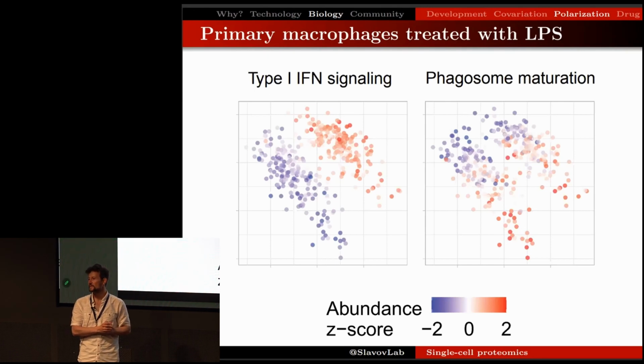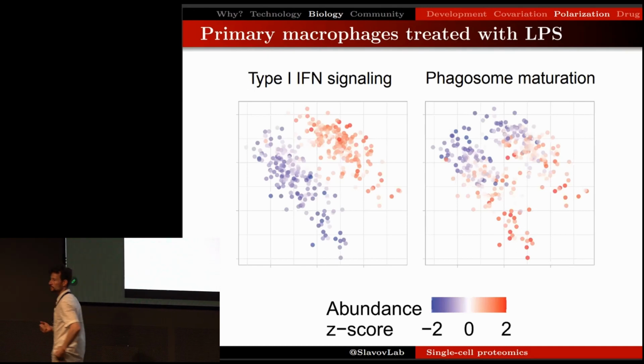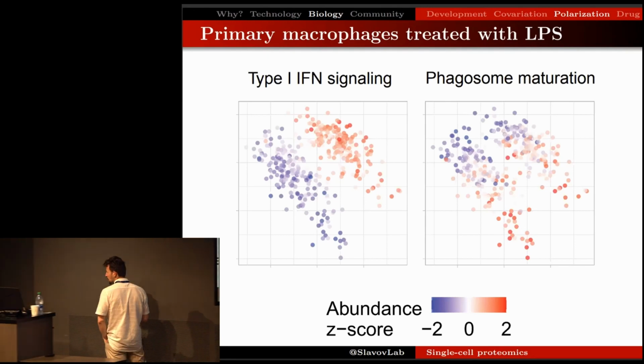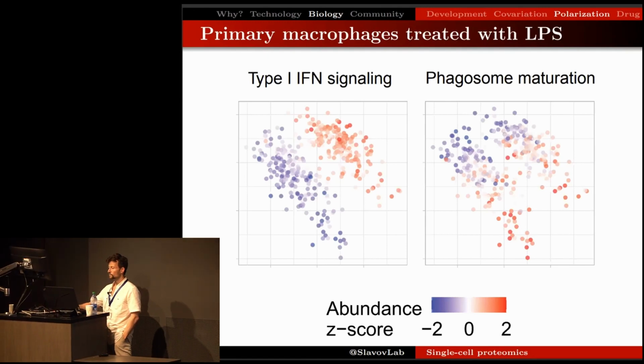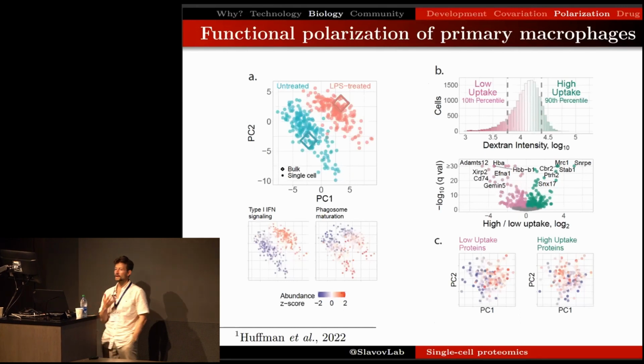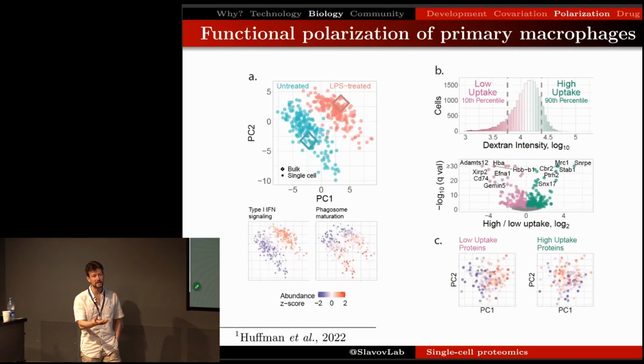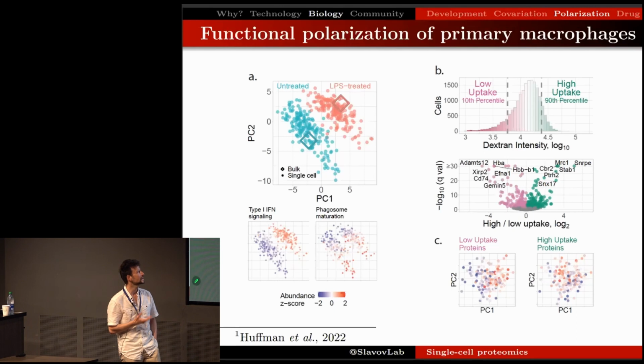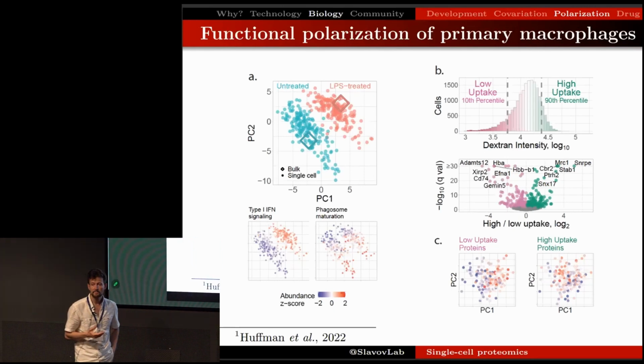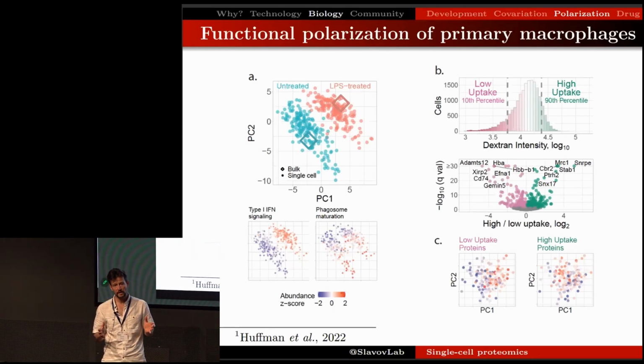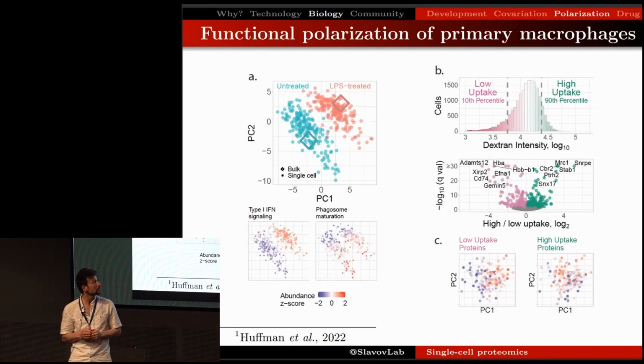And that's interesting. But then again, we have the question, is this just molecular noise, or is this relevant to the functions of the cells? And in this case, we had a relatively straightforward way to test for the phagocytic activity of the cells by directly measuring it, by introducing fluorescently labeled dextran molecules and measuring the uptake efficiency. And we see that there is a 30-fold variation in the uptake efficiency within a treatment group, which is consistent with the variability that we see at the protein level.